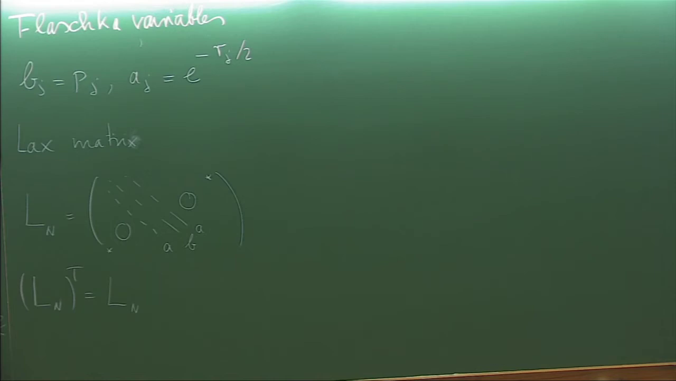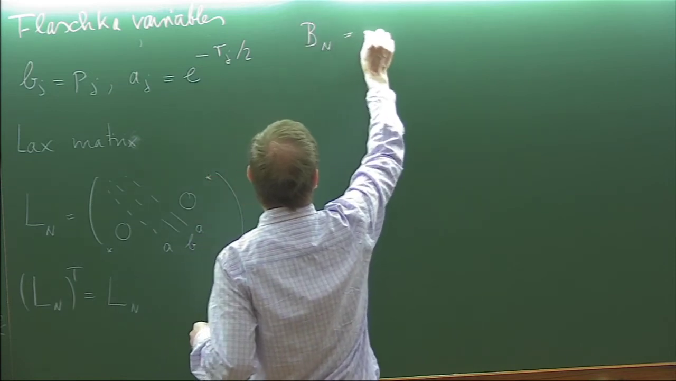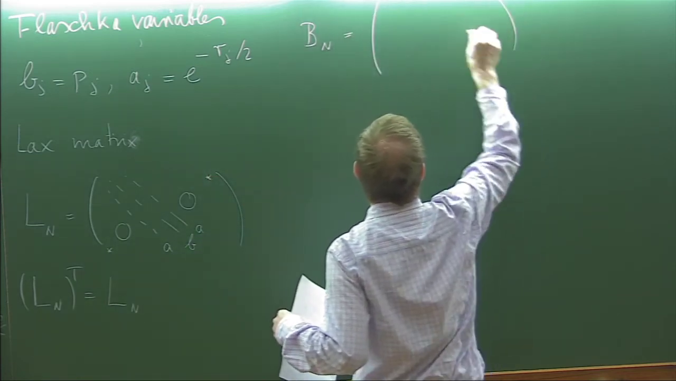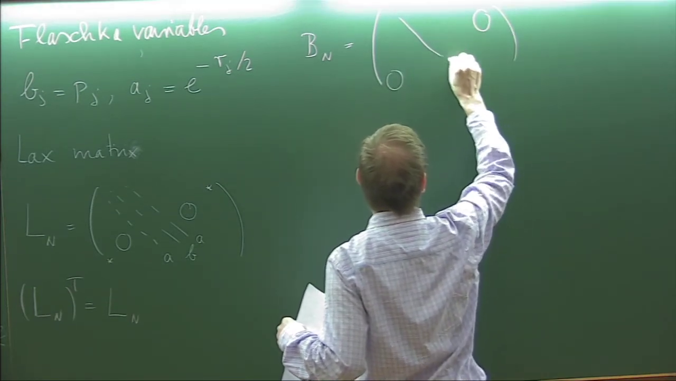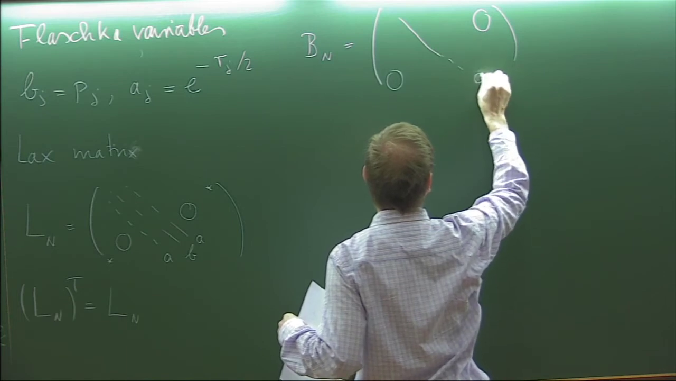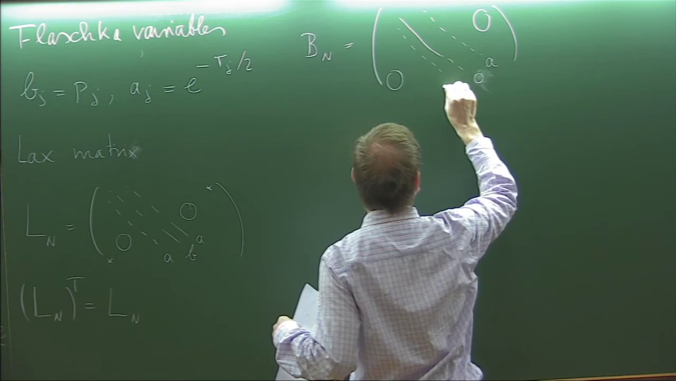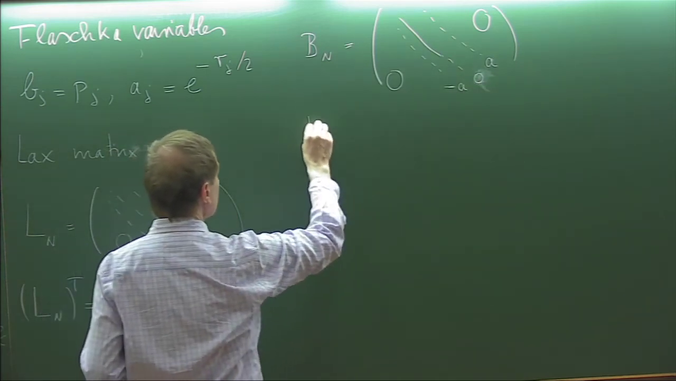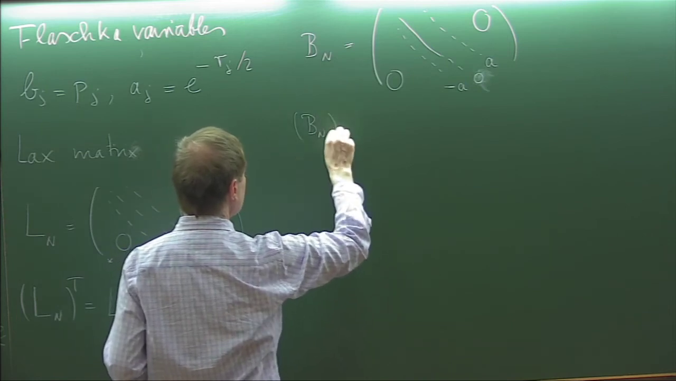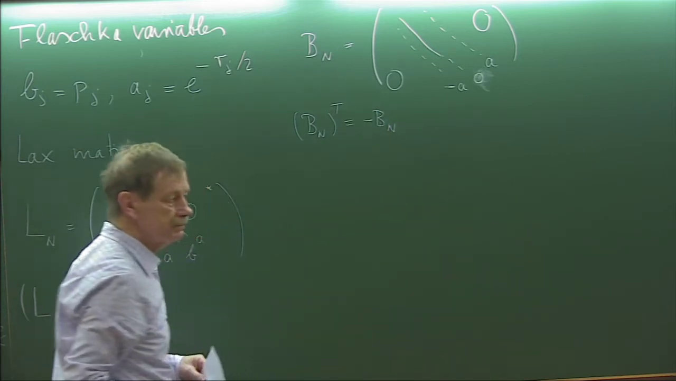All right, and then we have to introduce another matrix, which is usually called Bn. It's of the same form. So out here I have all 0. The diagonal I put also 0. And the off diagonal I put here A, and this off diagonal I put minus A. So the Bn transposed is obviously equal to minus Bn.